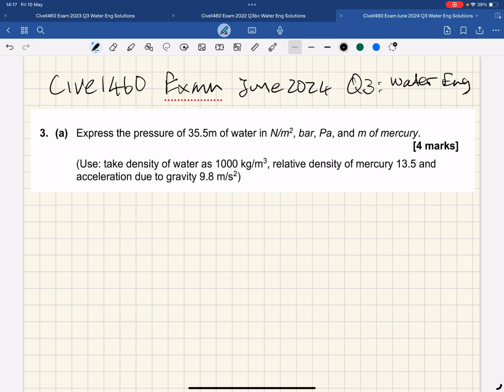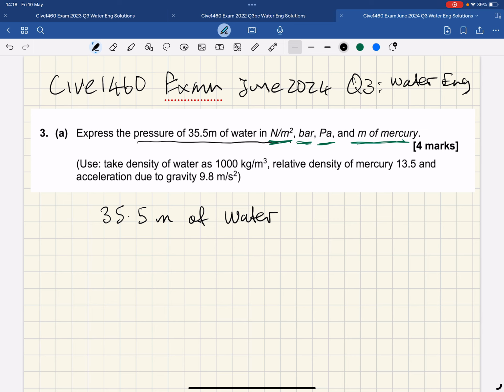First question. Express this pressure of 35.5 meters of water in these four units: newtons per meter squared, bar, pascals, and in meters of mercury. So let's write this down. We've got 35.5 meters of water is the pressure. What's the equivalent in terms of newtons per meter squared, bar, pascals, and meters of mercury?